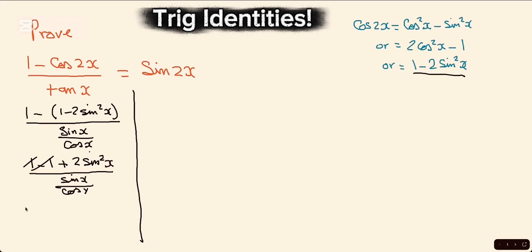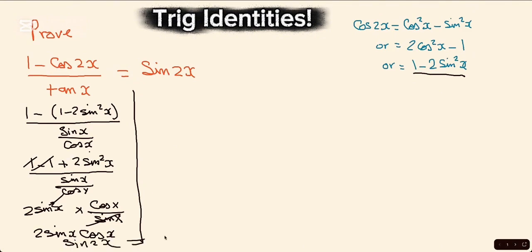Okay, so now we have 2 sine squared x times, because this is division, so we change division to multiplication, we flip the divisor. So sine x over cos x will become cos x over sine x. And then the sine x here will cancel with the square here, and you end up with 2 sine x cos x, which gives me sine 2x, and that equals sine 2x on the right-hand side. And that's what we needed to prove. So that's the first one.